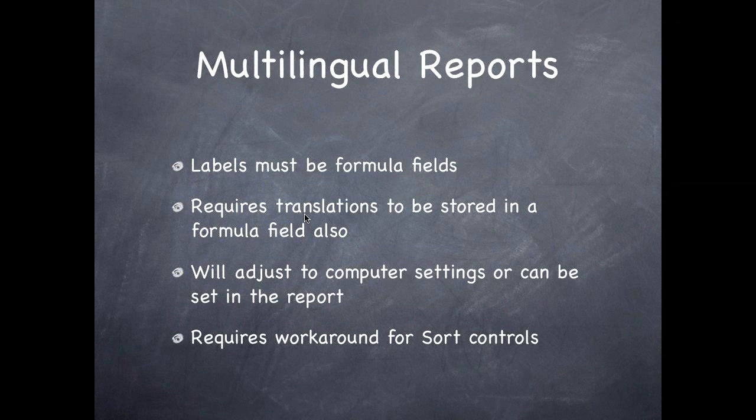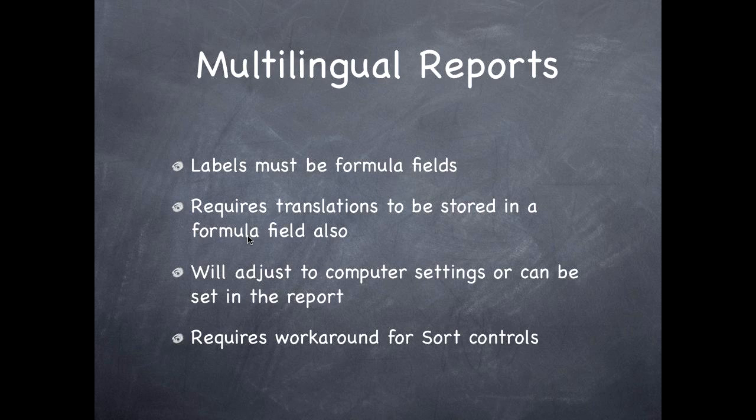Next item in the list is actually going to be multilingual reports. We're not going to go in and change this report to be a multilingual report because it does require quite a bit of work, but we're going to look at one that's already been done. The key to a multilingual report is that the labels need to be formula fields. And of course, the translation isn't done automatically. You have to provide all the translations for your labels.